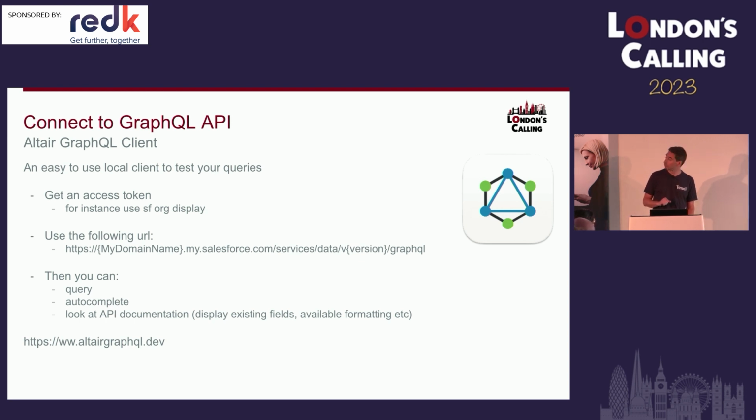And there is a good tool for that. There are several, but this one is the good one. It's Altair GraphQL Client. The good thing is that you just install it, you get an access token from Salesforce, you query it, and you can try your query before using it in your LWC. So I will show you a quick demo. Basically, you get the following URL. Everything is documented in the Salesforce documentation. You just have to replace your domain and your API version. And then you can query.